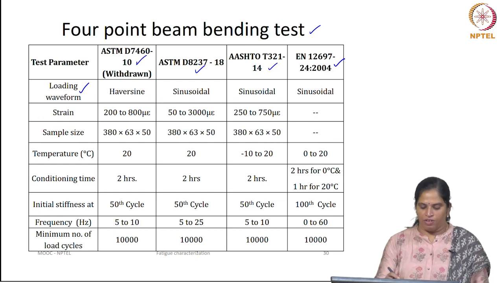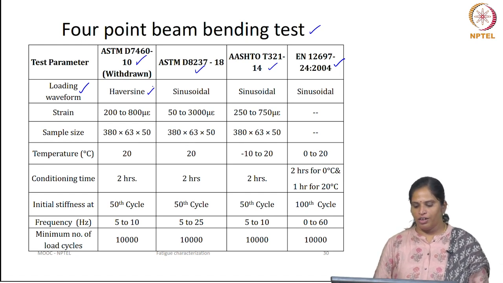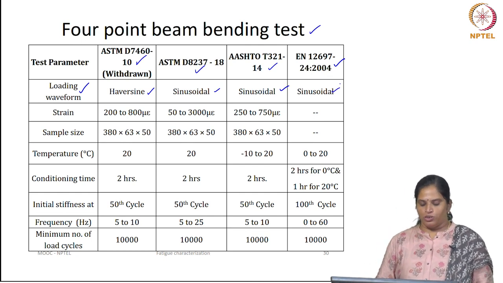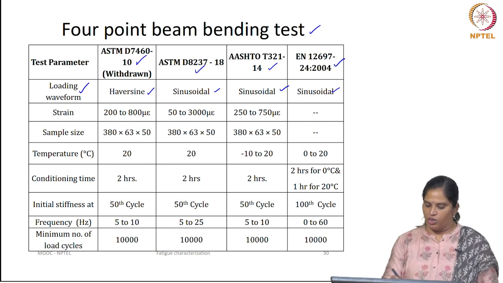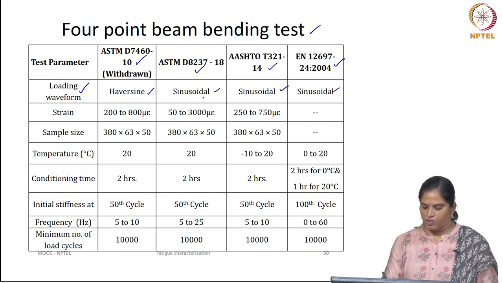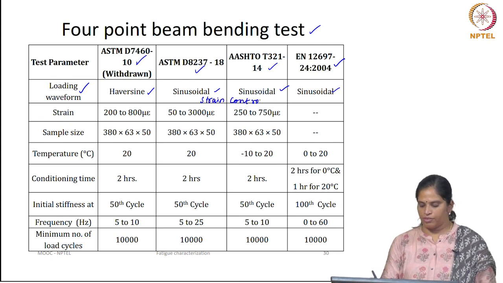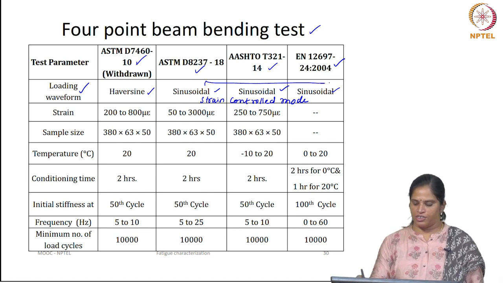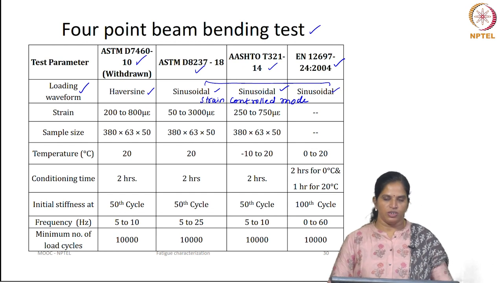ASTM D7460 recommends the test to be conducted using a Haversine waveform. In the other tests, you have a sinusoidal waveform. Now for the strain magnitude to be adopted, all these tests are to be conducted in a strain control mode. All these four standards recommend conducting the experiment in strain control mode. So we control a sinusoidal pattern as per these three tests. It is a Haversine pattern as per ASTM D7460.